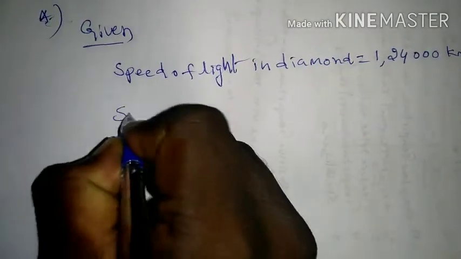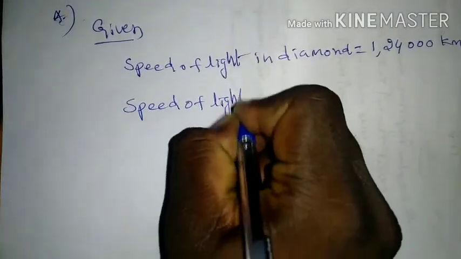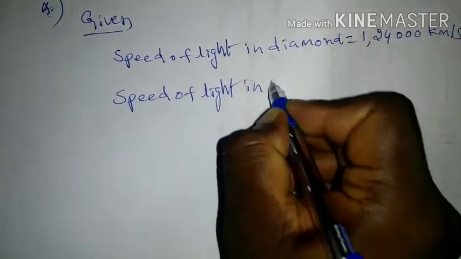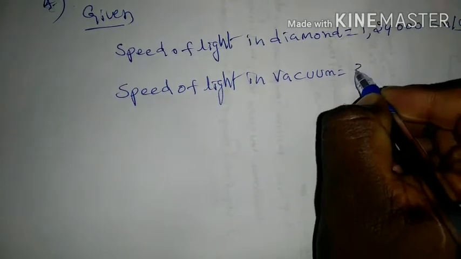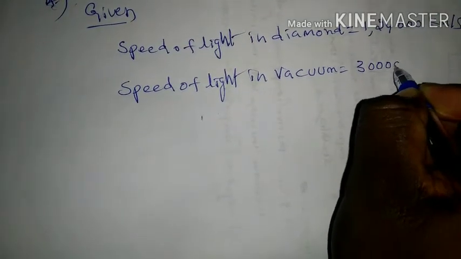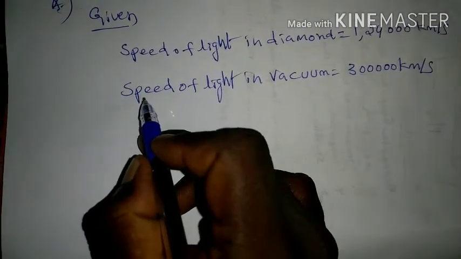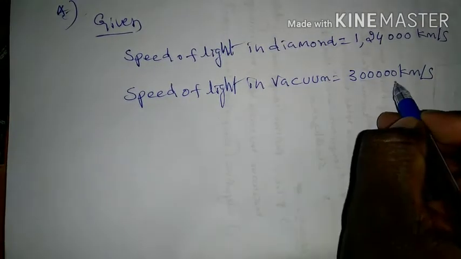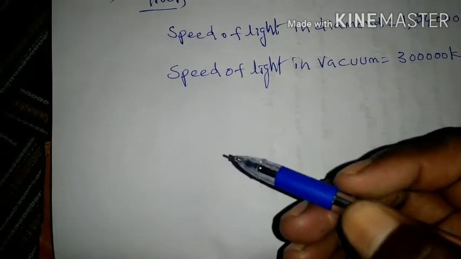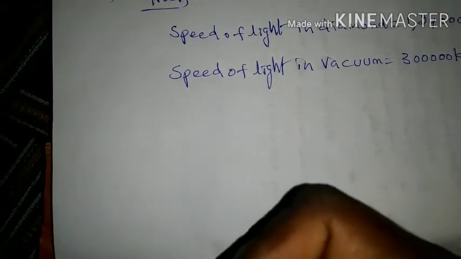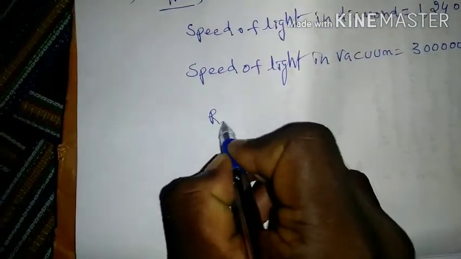Next, speed of light in vacuum is equal to 3 lakh kilometers per second. To find the refractive index. Okay, write refractive index.